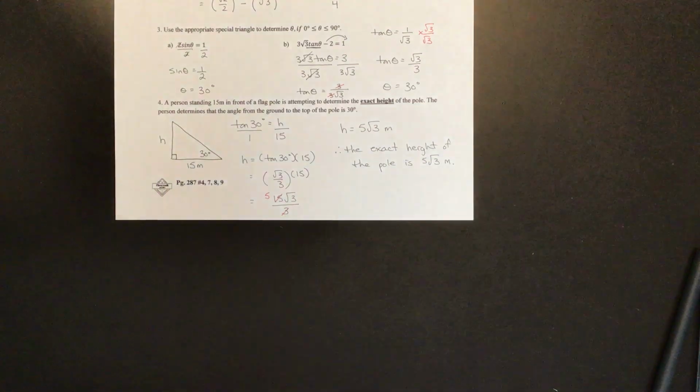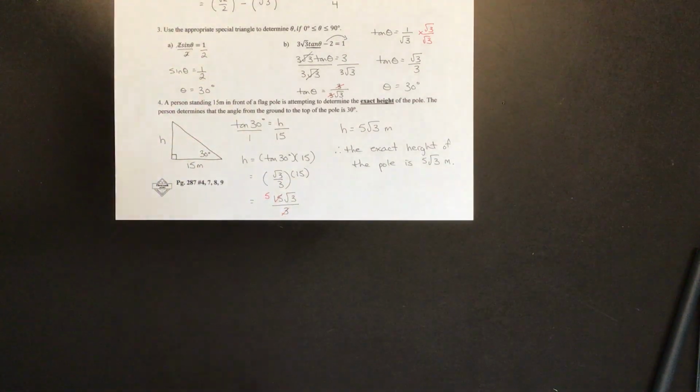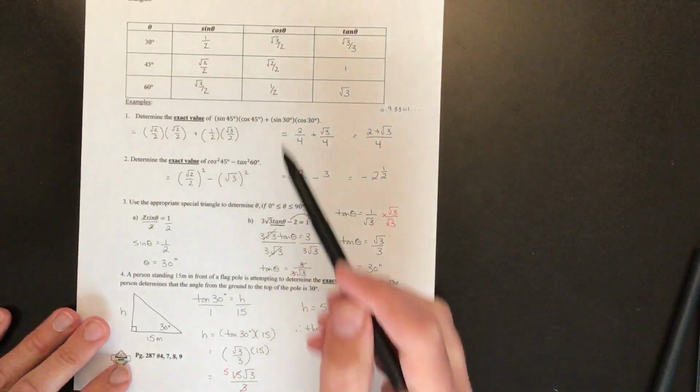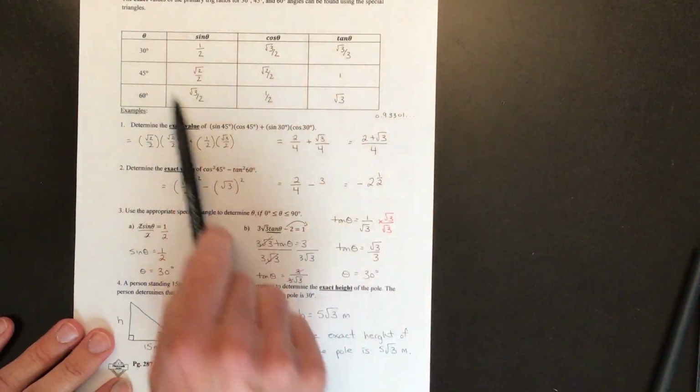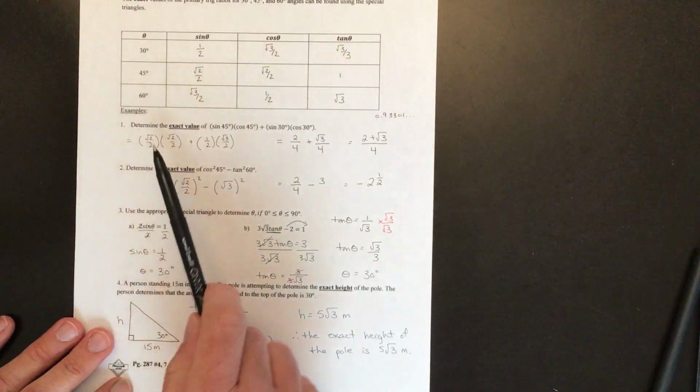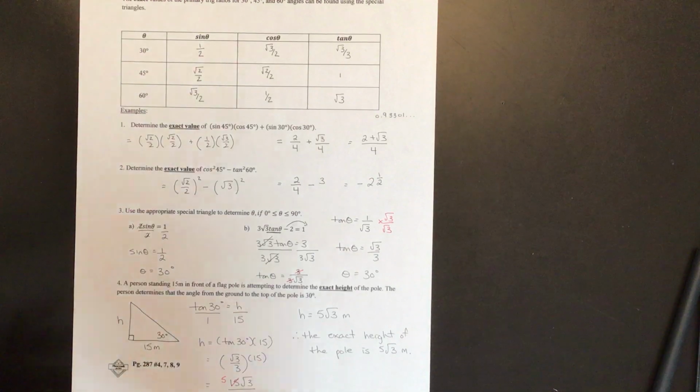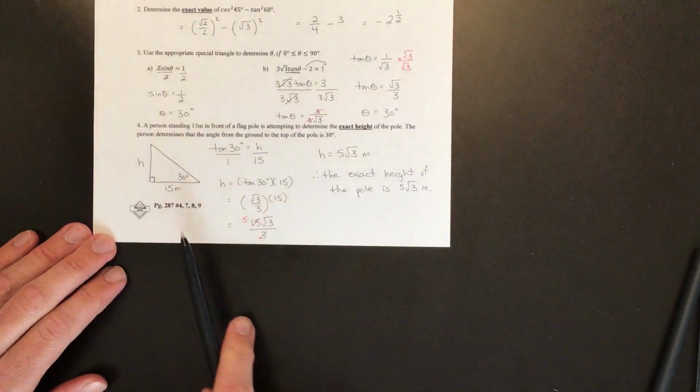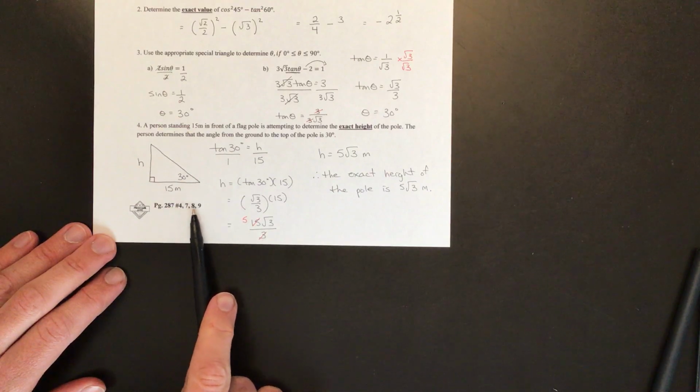Sine, cos, and tan of 30, 45, and 60. When you do the questions, you're simply taking the fractions from this table, subbing it in for a specific angle, and then solving from there to get an exact value. Okay, only 4 questions, 4, 7, 8, and 9.